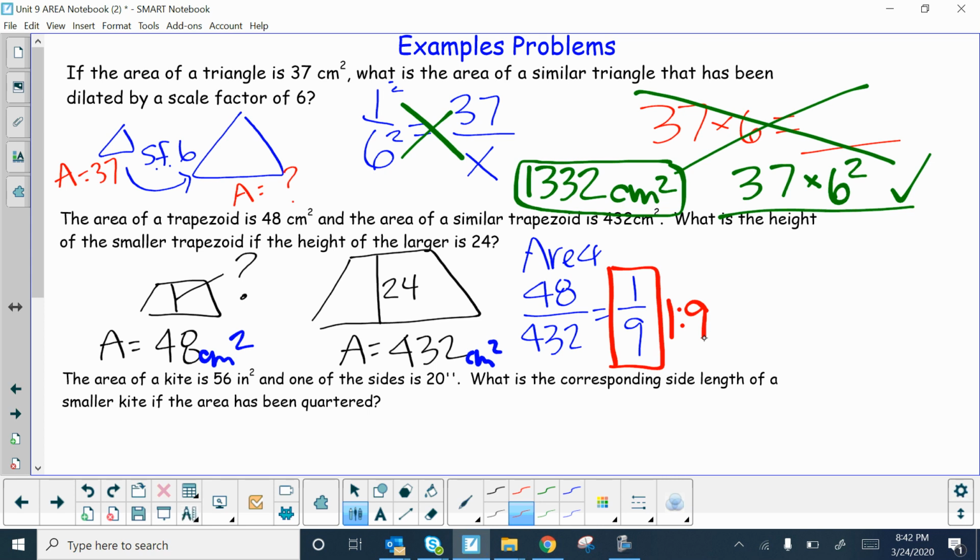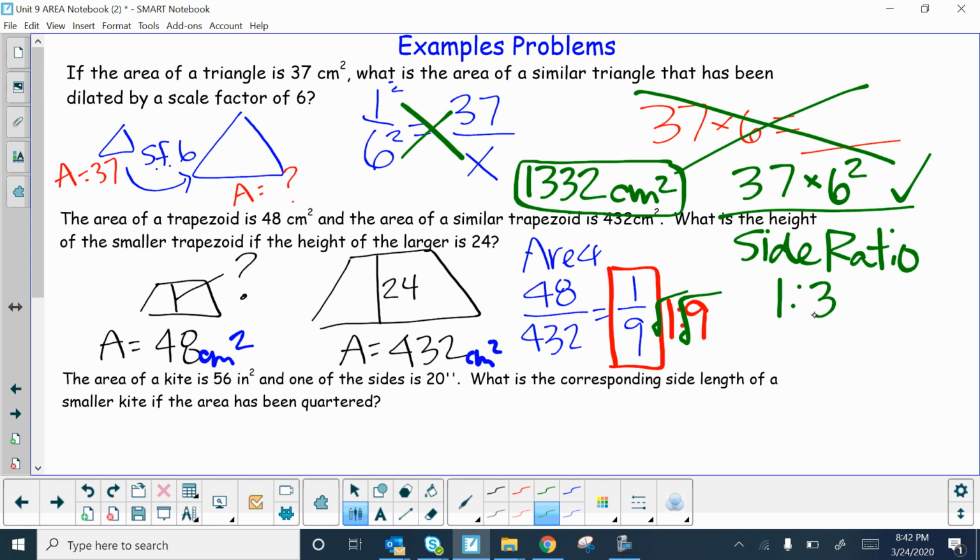So the area ratio is 1 to 9. We can't use 1 to 9. We have to use the side ratio. So what did I say a second ago you have to do? You have to square root both of those numbers. The square root of 1 is just 1. The square root of 9 is 3. So the side ratio is 1 to 3. That's the ratio that you want to use.